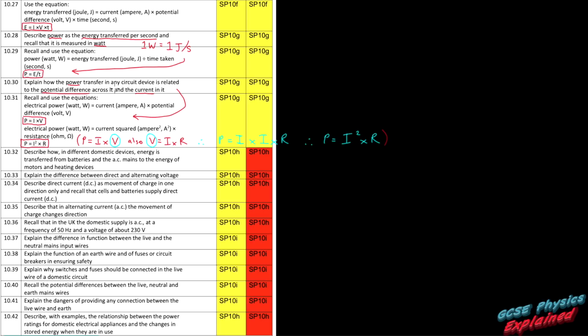Explain how the power transfer in a circuit device is related to the potential difference across it and the current in it. In other words, power equals current times by voltage. There's another equation you need to know as well, which is the power equals the current squared times by the resistance. If you're wondering where that comes from, if we've got P equals I times by V, and remember V equals I times by R, that was Ohm's law, we can substitute this V and pop in I times by R instead. So P equals I times by I times by R, and let's just clean that up.